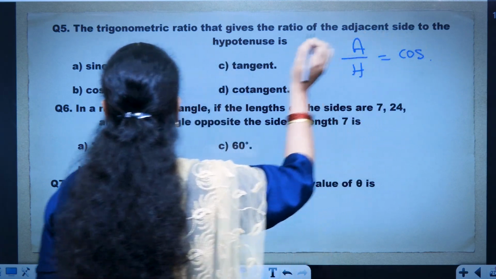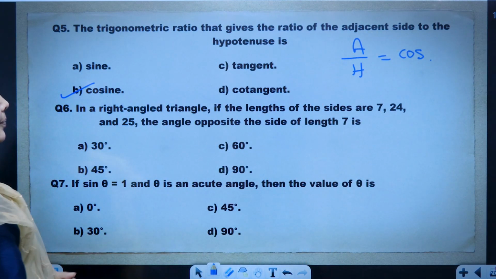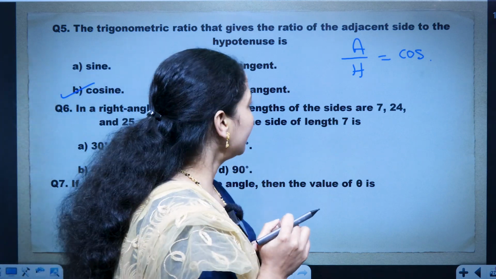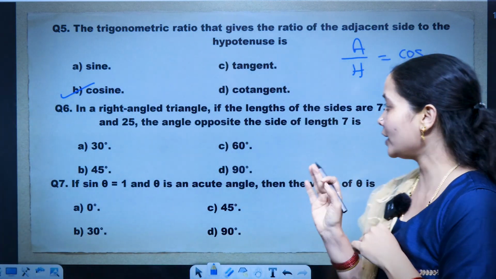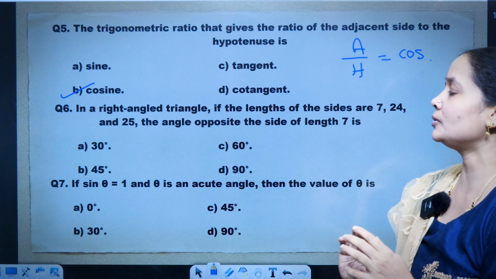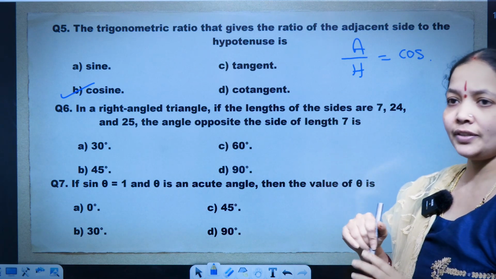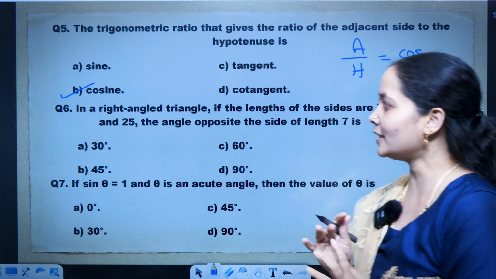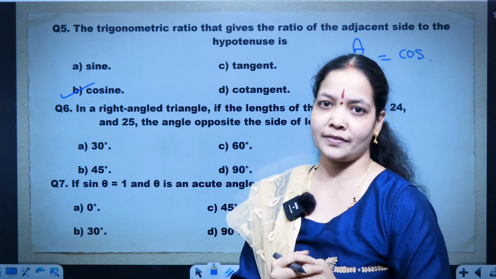It's also called cosine. So option B. Now the sixth question, my dear children. This is not a question in which we have to find the angle opposite to the length 7. We have to check whether this is a right angle triangle or not. So I think the question here is not apt. We'll move on to the seventh question.